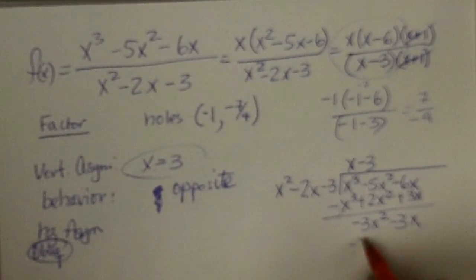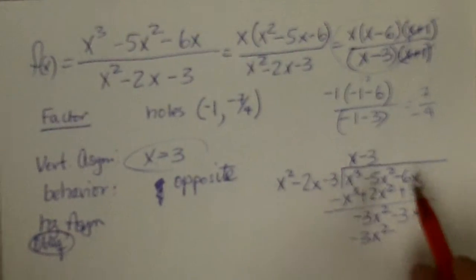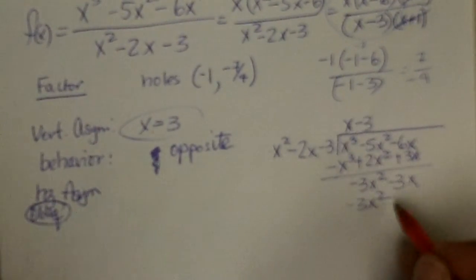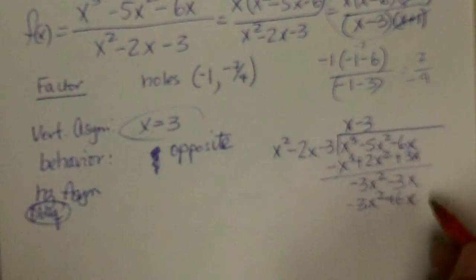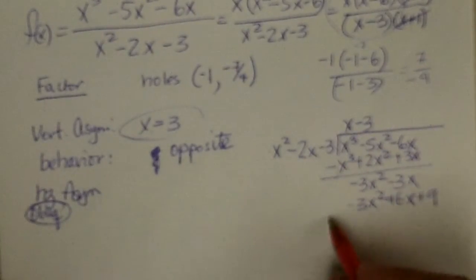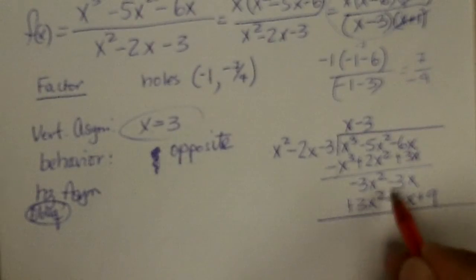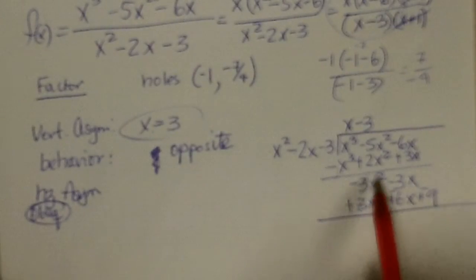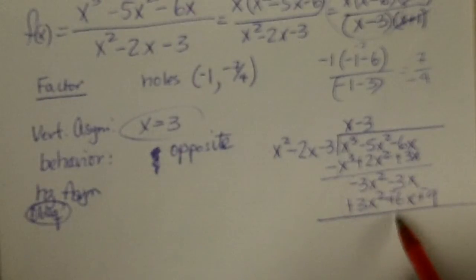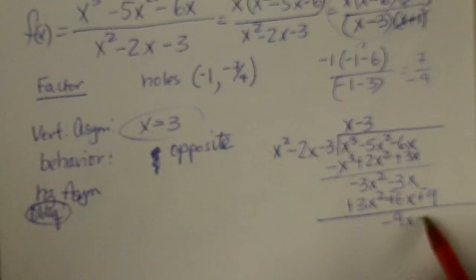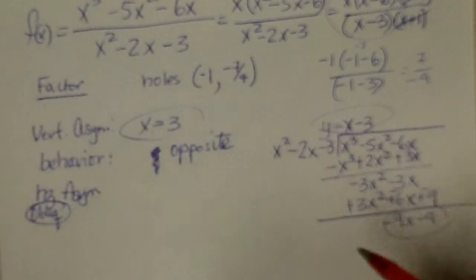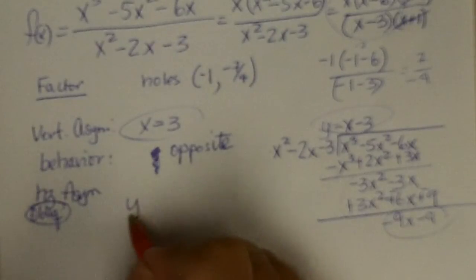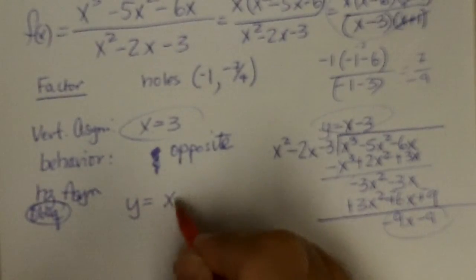X squared goes in there, -3. -3 times that's -3x squared. -3 times -2 is plus 6x. And negative 3 times negative 3 is plus 9. Draw the line, change the signs. These add to be 0, and I get negative 9x minus 9. I don't really need to know this because this is my slant asymptote, oblique asymptote. y equals x minus 3.